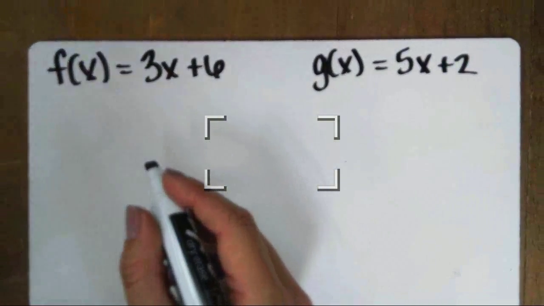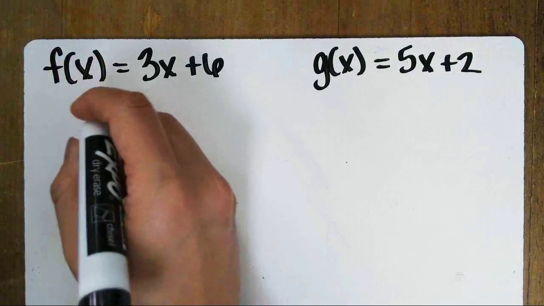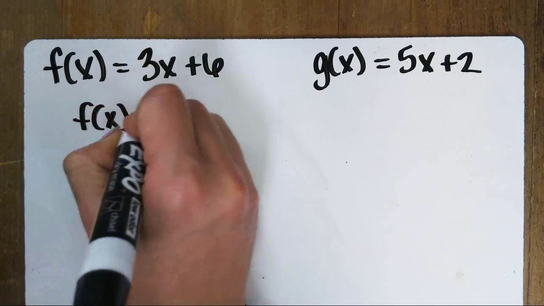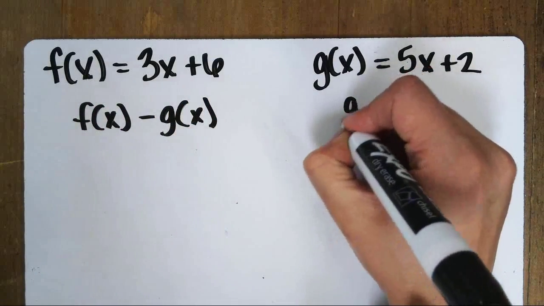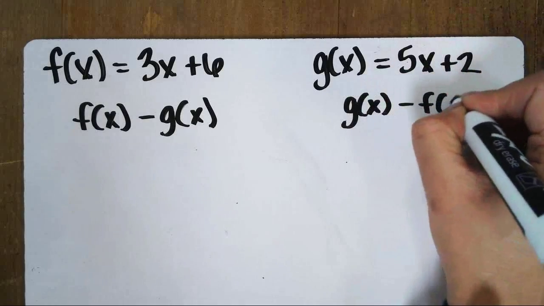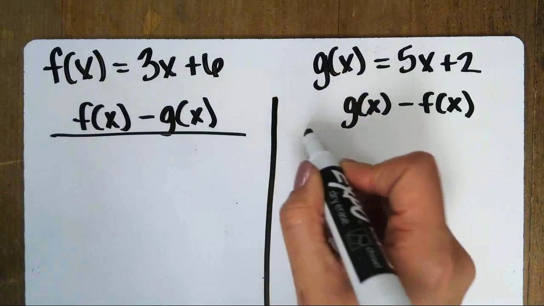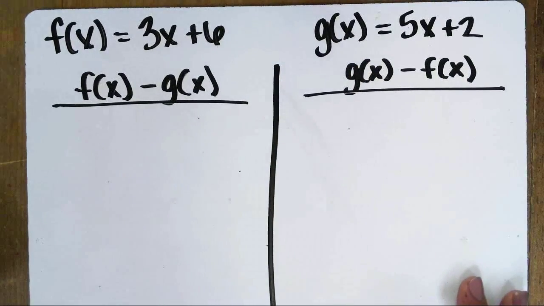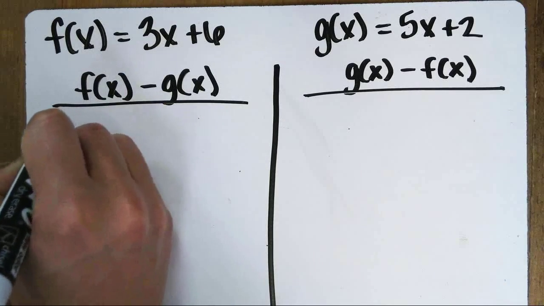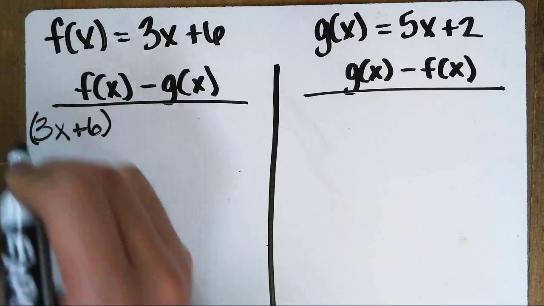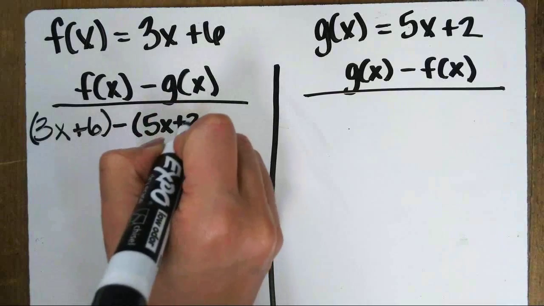So we want to know f of x plus g of x. Sorry, no, minus. We want to know f of x minus g of x, but we also want to know g of x minus f of x. We want to see if these are going to be the same. So I'm going to separate this into two separate sections here. Now we want f of x, so we have 3x plus 6, and then minus 5x plus 2.